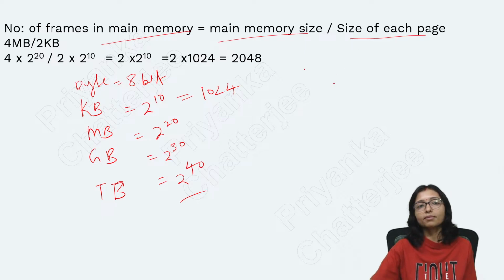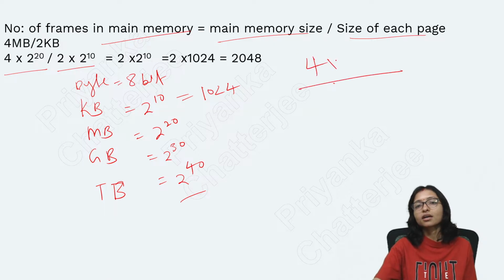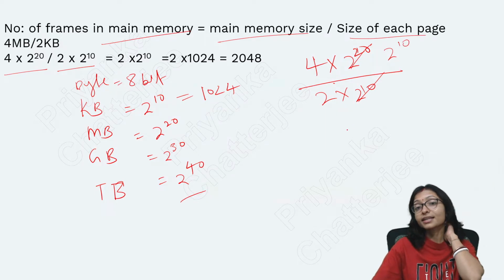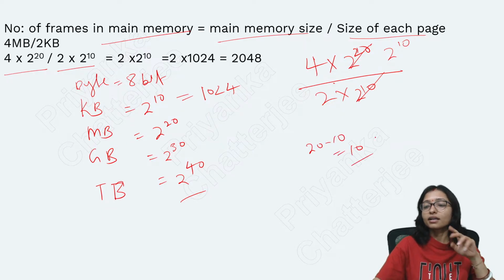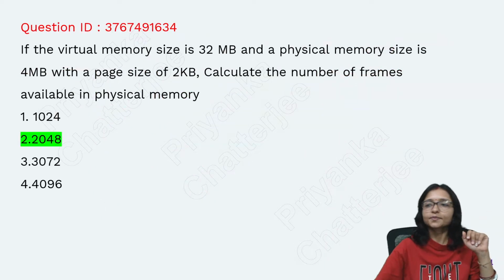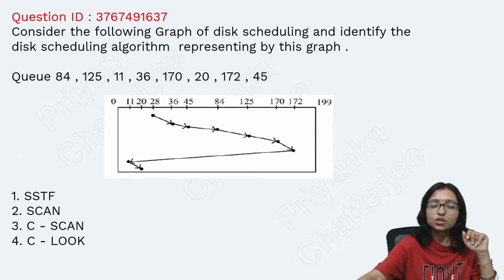So here it is 4 MB, that is 4 multiplied by 2 to the power 20, divided by 2 multiplied by 2 to the power 10. Whenever you are dividing, please don't make a mistake in division. So this will actually be 2 to the power 10. Whenever you are dividing, you subtract the powers: 20 minus 10 is 10. Dividing means minus, multiplication means plus. Don't make a mistake here. So you get the answer 2048. Now next one.